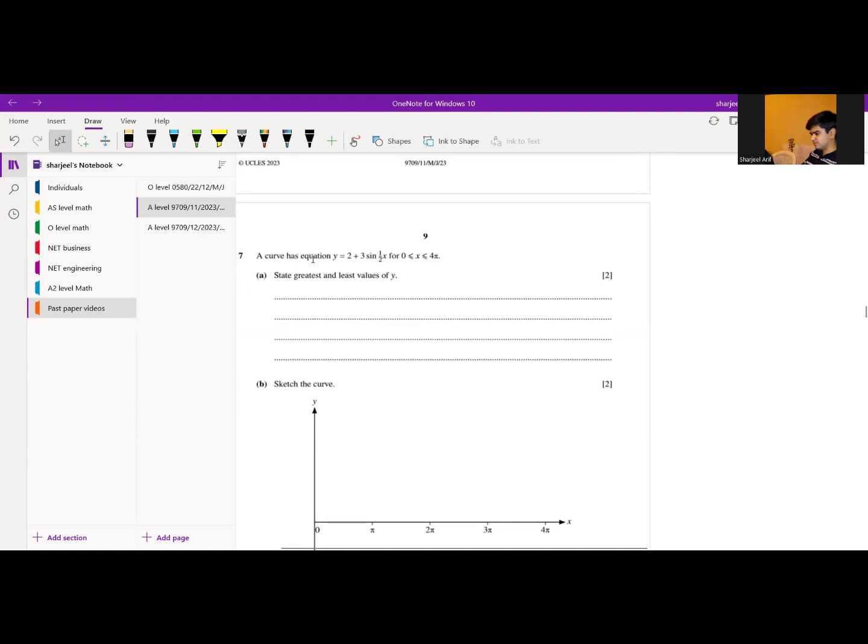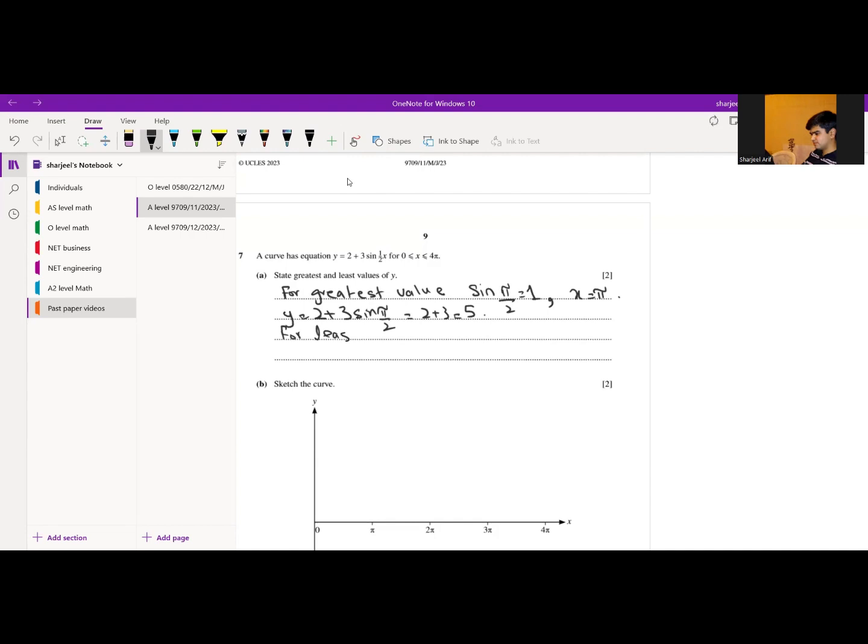Now for question number 7. We have to find the greatest and least value. So remember, for greatest value, sine pi by 2 should be equal to 1. So x should be equal to pi. Because the sine function has a range of 1 to minus 1, you need 1 as the greatest value. So you will get sine pi by 2, that would be equal to 3 plus 2, 5.